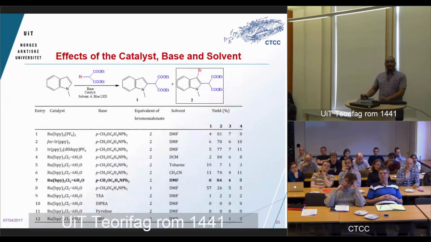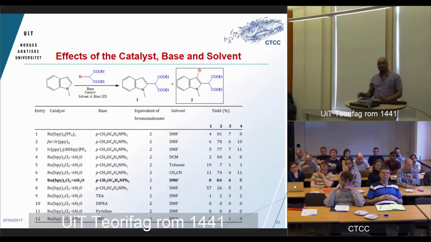And the other one is checking what kind of reaction condition is optimum. For that we did this kind of experiment. This is what we have: methyl indole, bromomalonate, same reaction condition as before. Compound 1 will be formed plus compound 2. And this is what we have.